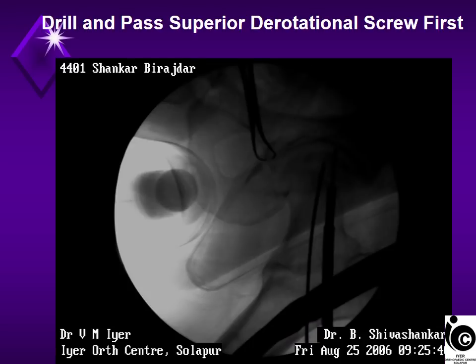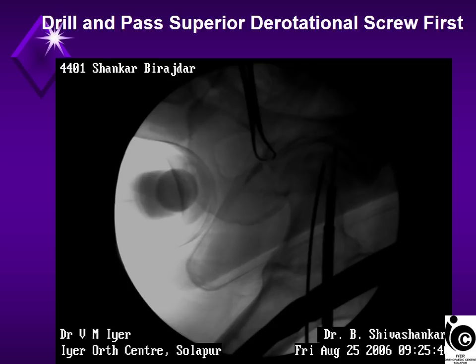While passing the screws, it's always the derotational screw, or the superior bolt, that is passed first. Whereas the guide wire, the inferior one is passed first, the bolt, the superior one is passed first. As the name itself denotes, it's a derotational bolt. So it should act as a derotational bolt when you are passing the main cervical screw. Another advantage is that the main cervical screw is very important. Once you pass the derotational bolt, you have a fair idea of the length of the inferior bolt.